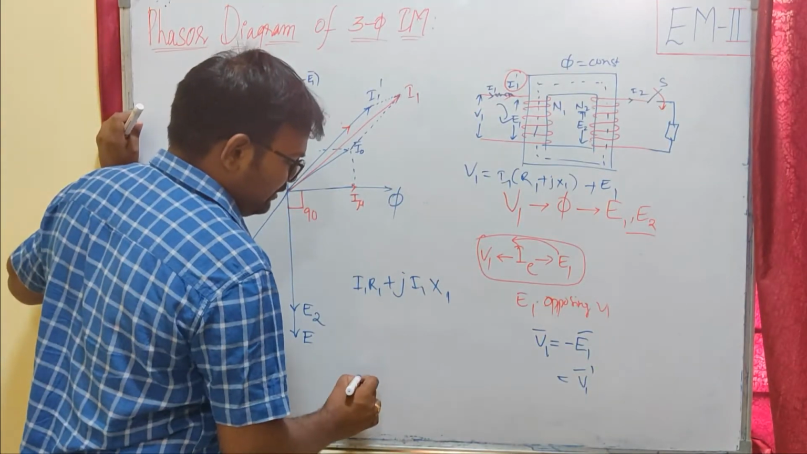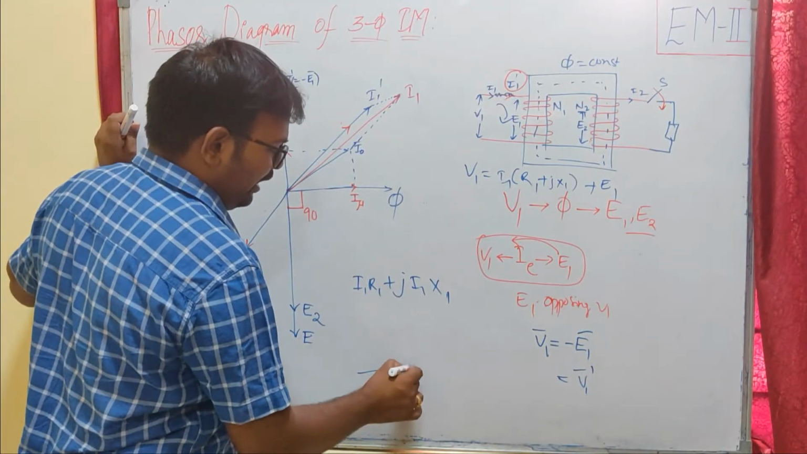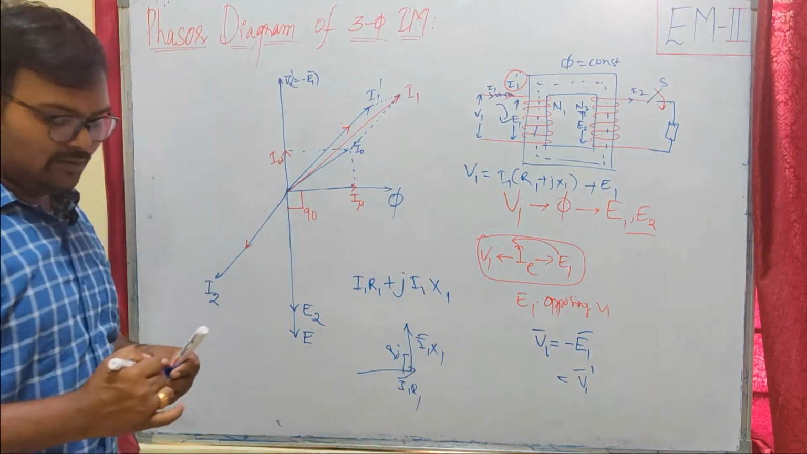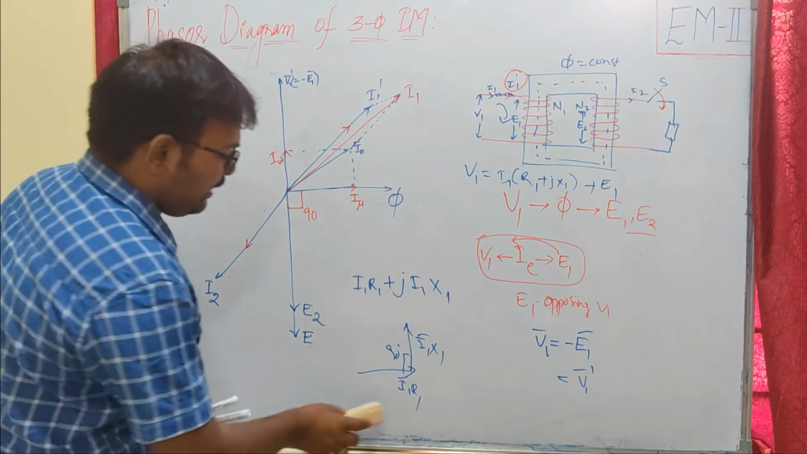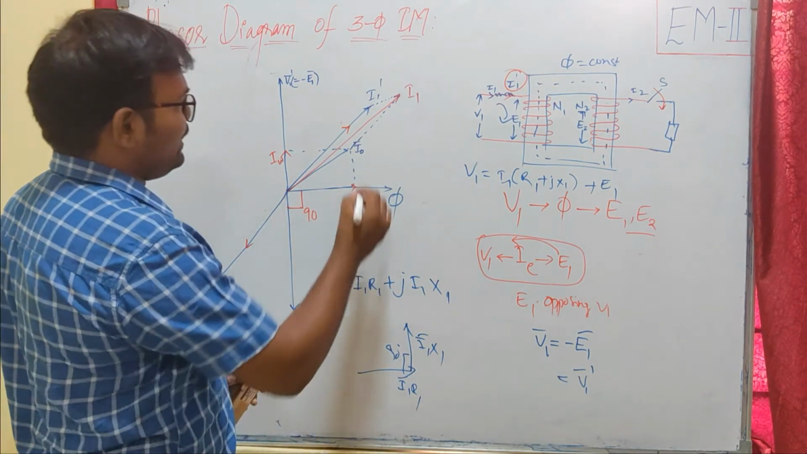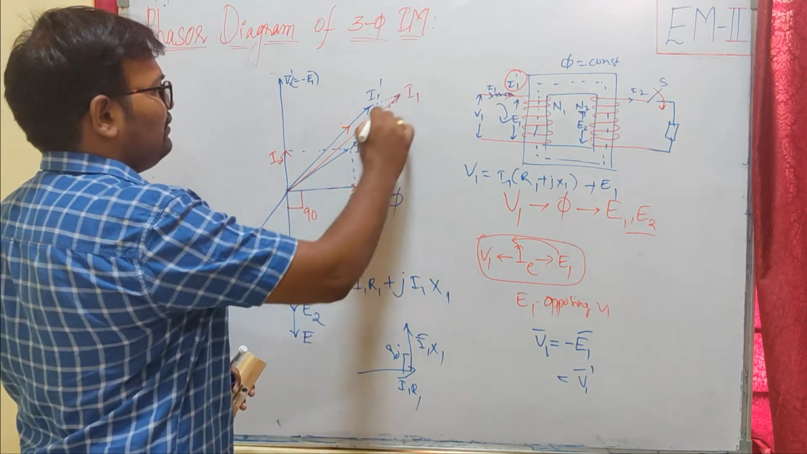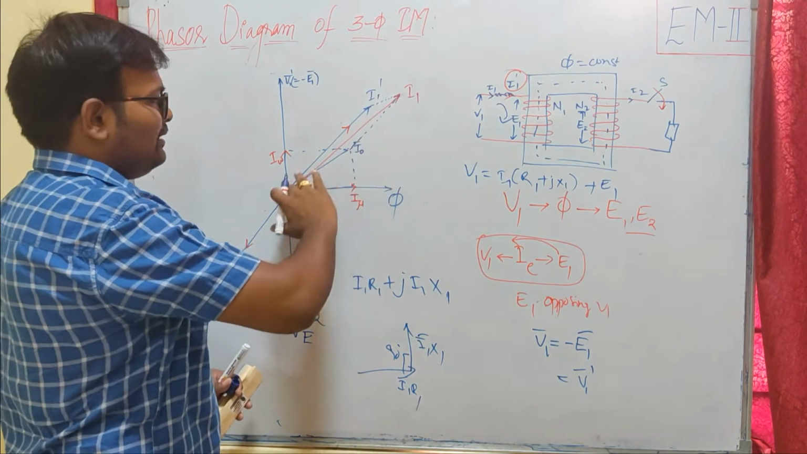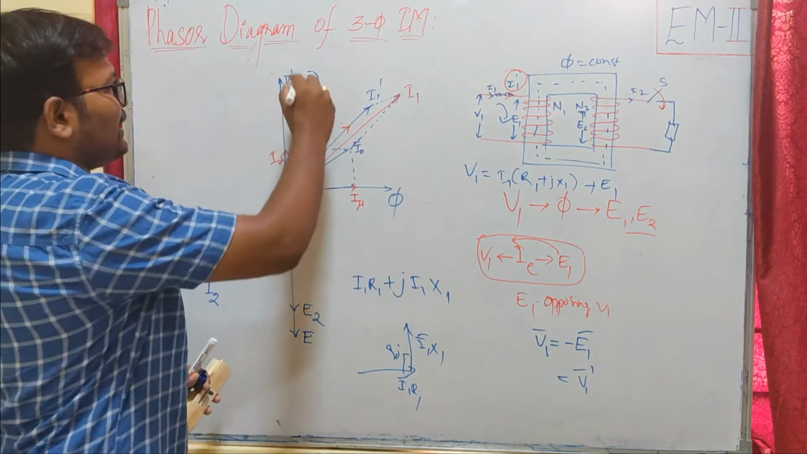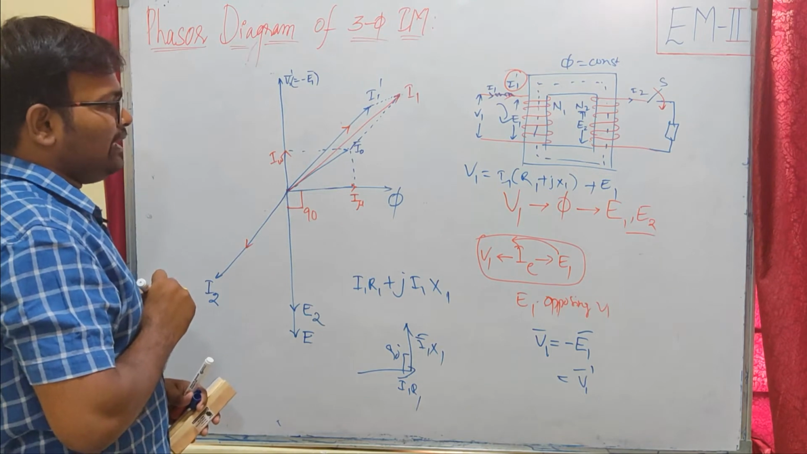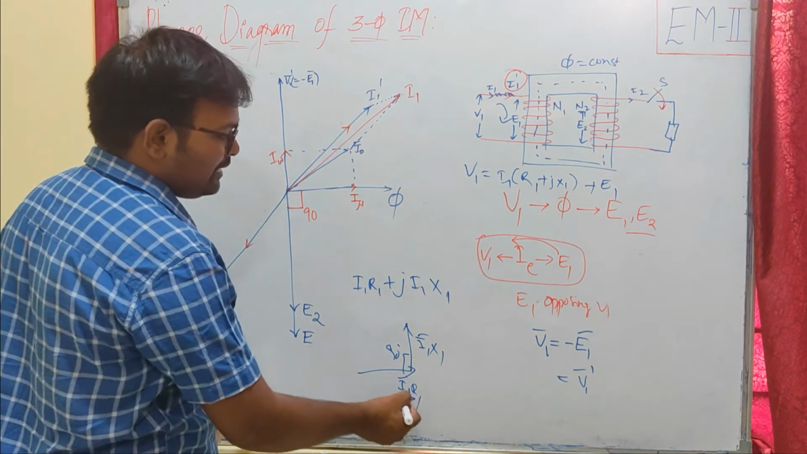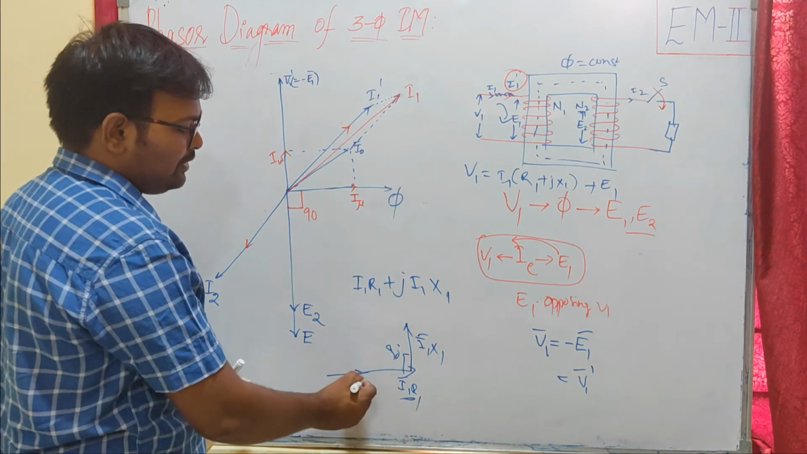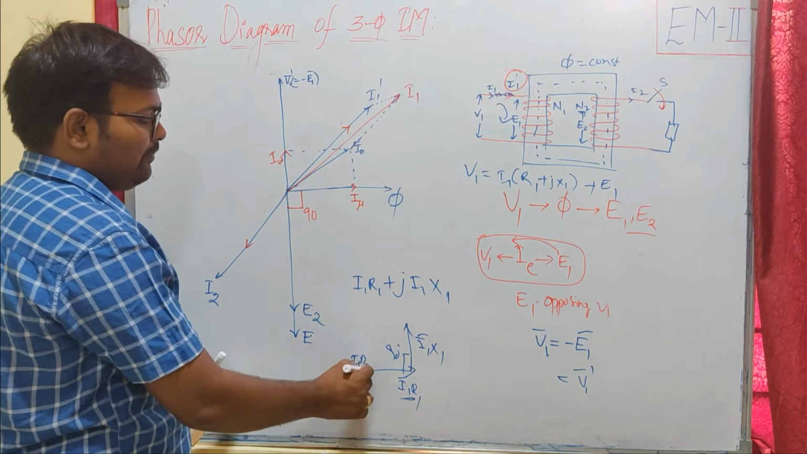I already told you, if I have I1 R1 as this phasor, I1 X1 will be 90 degrees away from this I1 R1 phasor. Here I have I1 with this phase. How can I write I1 R1? I1 R1 will be in phase with I1 because it is a resistive drop, and the phase angle of a resistive drop will be 0. There will be no phase angle between the resistive drop and the current causing it.